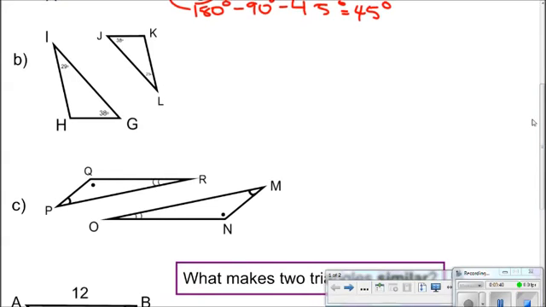Looking at examples B and C, these are also looking at the angles for similar triangles. You want to match up the angles. Sometimes the triangles aren't turned the correct way. But if we look, angle G and angle J are both 38 degrees.